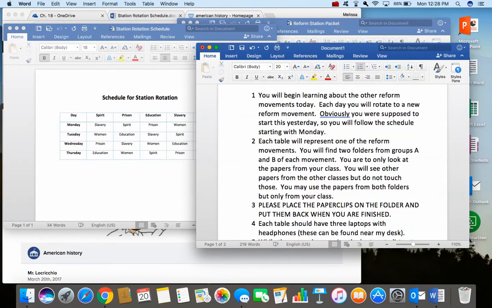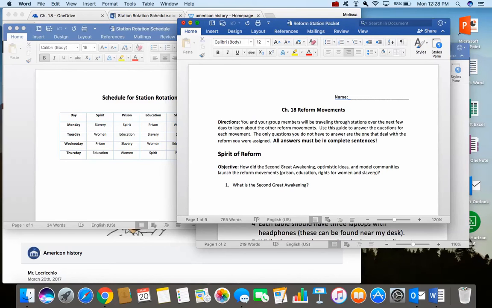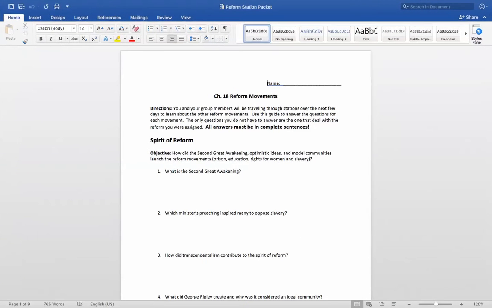Okay, now how do you do this? It's a great question. Well, if I look here, the packet says these are your directions. You and your group members will be traveling through stations over the next few days to learn about the other reform movements. Use this guide to answer the questions for each movement. The only questions you do not have to answer are the ones that deal with the reform you were assigned, and all answers must be in complete sentences.